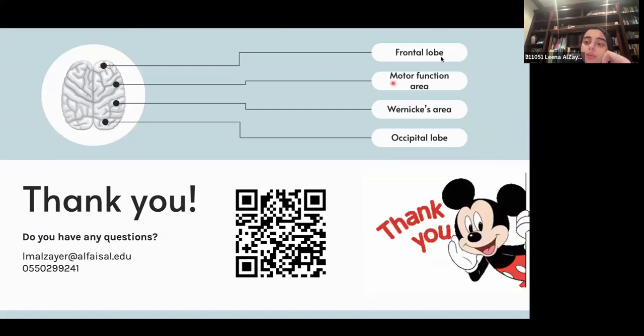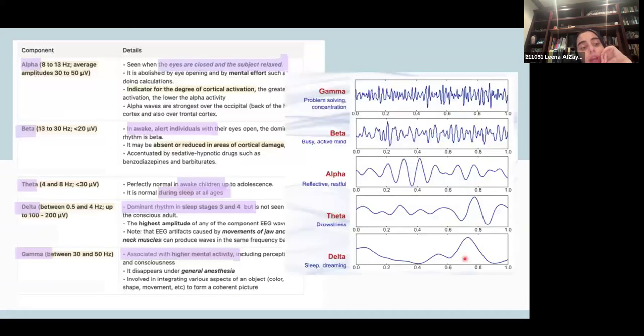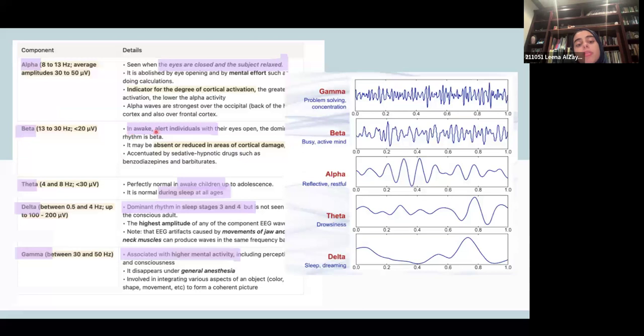Yeah, for sure I can explain it again. So basically here, alpha waves are present when your eyes are closed. Beta is when you're awake and alert, and your eyes are open. So when her eyes were closed, and then while recording, he asked her to open her eyes. What happens when you open your eyes? What dominates when you open your eyes? It's beta. So the answer is beta, and this is how it looks in the graph.